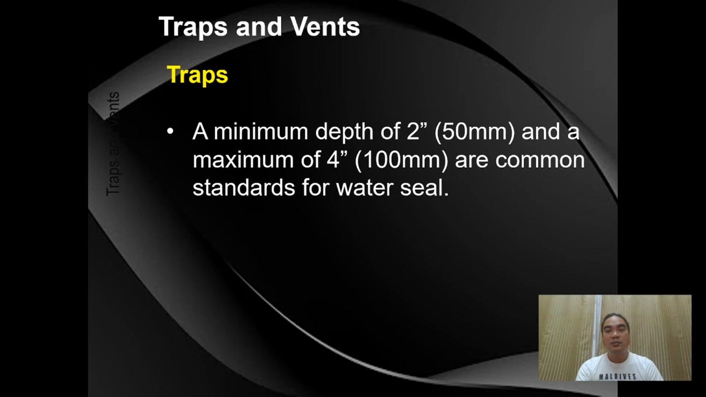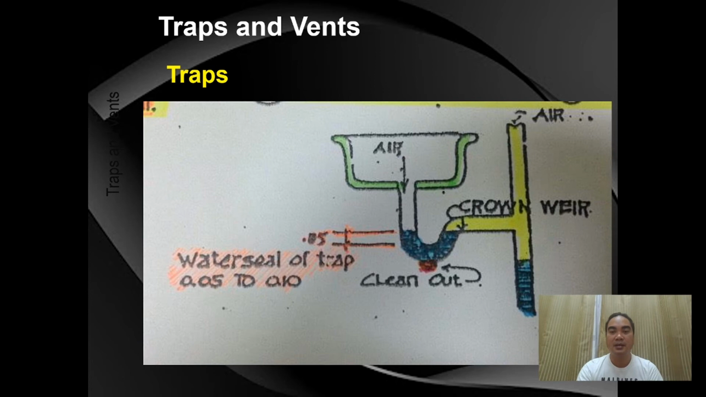Trap, a minimum depth of 2 inch, 50 mm, and a maximum of 4 inch, 100 mm, are commonly standard for water seal. So, ito na yung image natin kanina. Kanina, wala siyang water seal, so makakapasok pa din yung air. So, now, there's a water seal here. So, yung air natin, which will be coming from the pipe, hindi na siya makakalabas to the fixtures kasi yung water is the barrier for that smell, from that gas. So, water seal, normally, 50 mm to 100 mm.